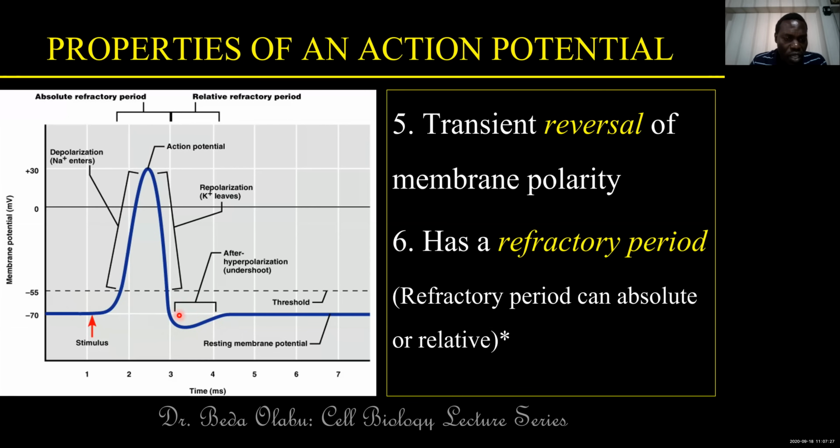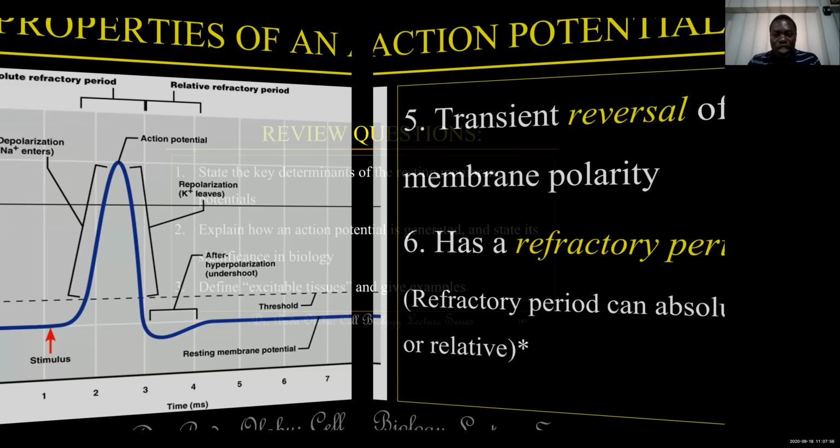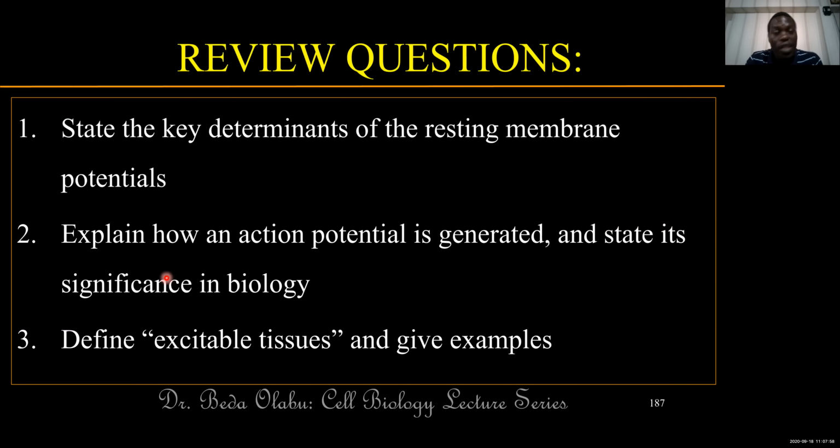So this period here, the hyperpolarization phase, is a relative refractory period. You can generate an action potential, but you need more energy. More energy is required to generate an action potential during this phase. But during this phase, it is impossible to generate another action potential. These are the properties of action potentials. And so we are now done with the lecture.